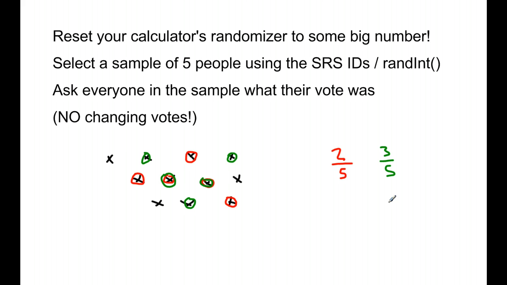And we repeated this with every person in the class. Every single person in the class had to ask 5 people which one they preferred. And they each got their own little fraction: 1 out of 5, 4 out of 5, whatever it might be.